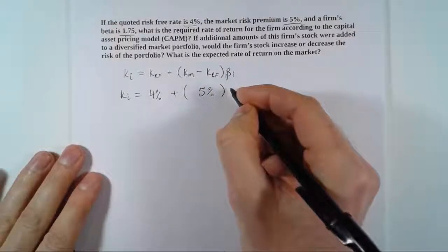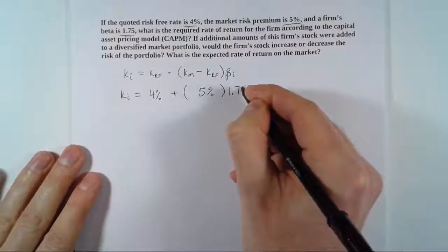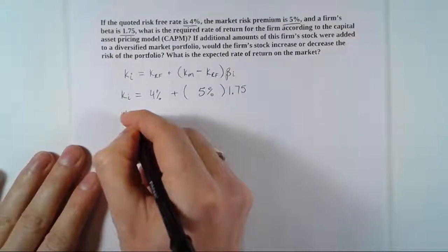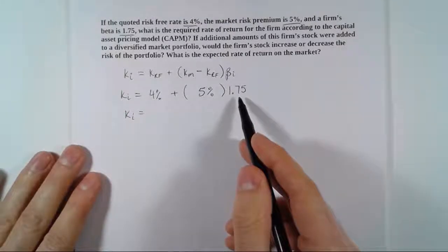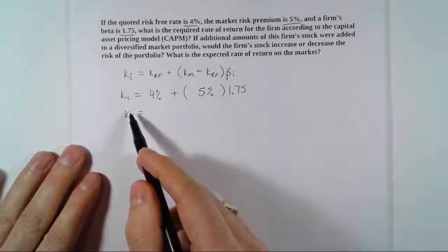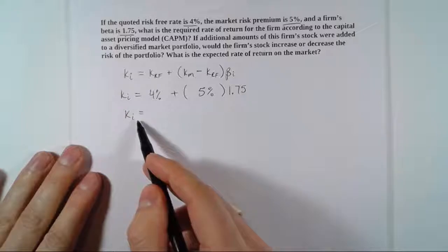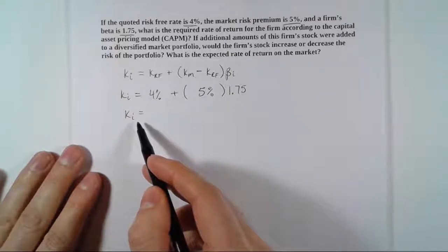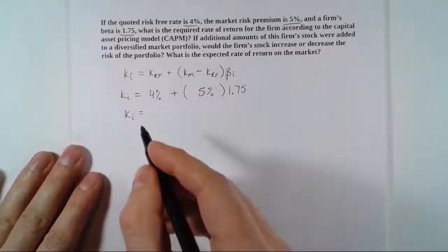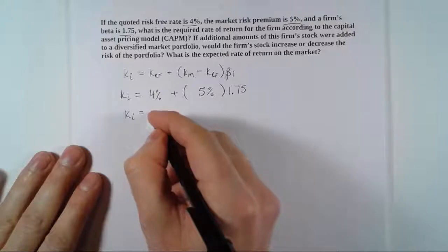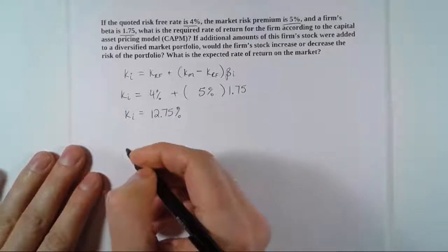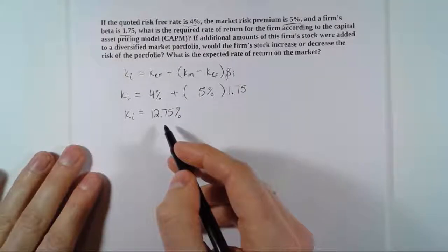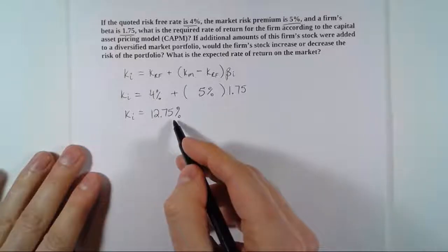And then the beta for the firm is specified to be 1.75. So at this point, what you should do is pause the video and work out this equation to find out what the expected rate of return or required rate of return for the firm is according to the capital asset pricing model. Okay, so if you pause the video and work that out, what you should have gotten is a rate of return of 12.75%. So the required rate of return for the firm, according to the capital asset pricing model, is 12.75%.